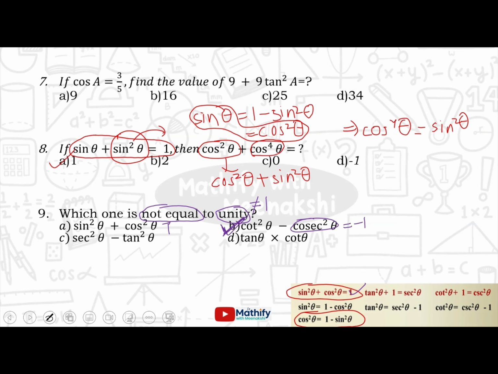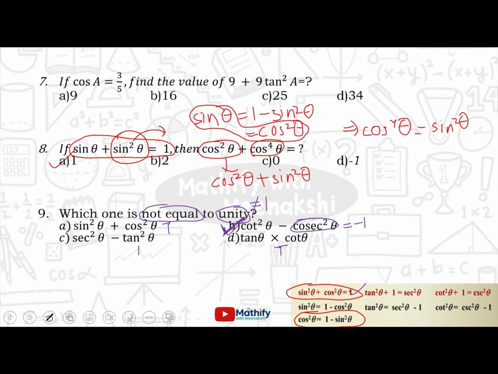Because you know tan and cot, they are reciprocal. It will give you 1. True. And secant is more as compared to tan square. It will also give you 1. So you should know this thing. Secant square minus tan square is 1 and cosec square minus cot square is 1. If they reverse the order, you will get minus 1.